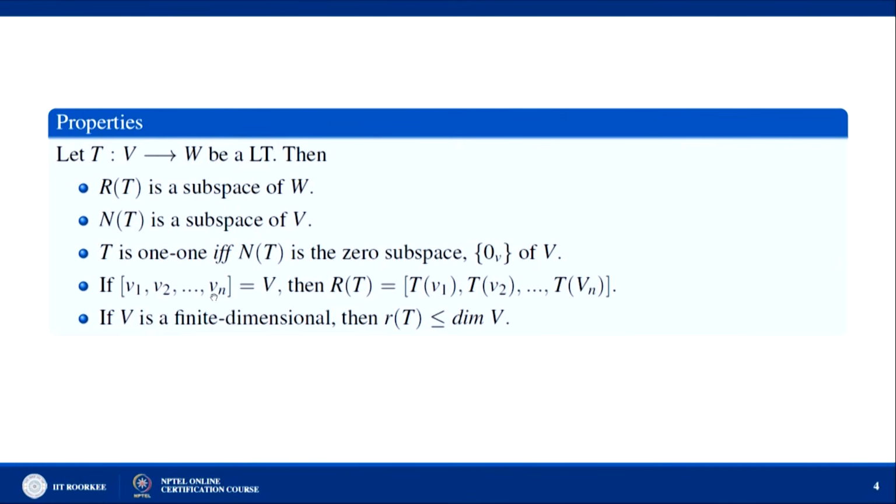The next result is: if the span of V1, V2, up to Vn equals V, then the range of T is nothing but the span of T of V1, T of V2, up to T of Vn. Again it is easy to show. You see here, span of V1, V2, up to Vn is equal to V, and we have to show that R of T is nothing but the span of T of V1 up to T of Vn.